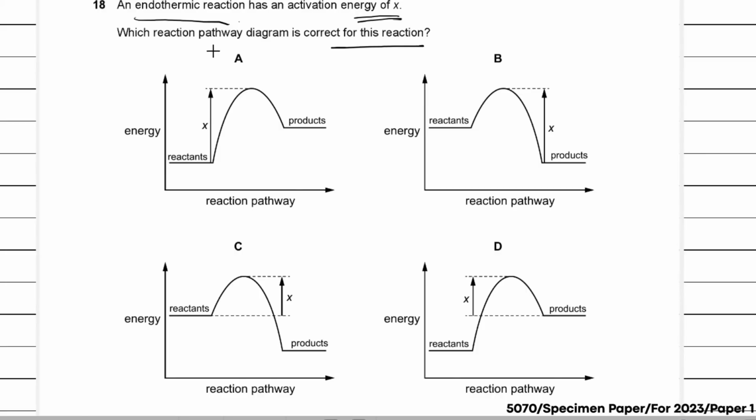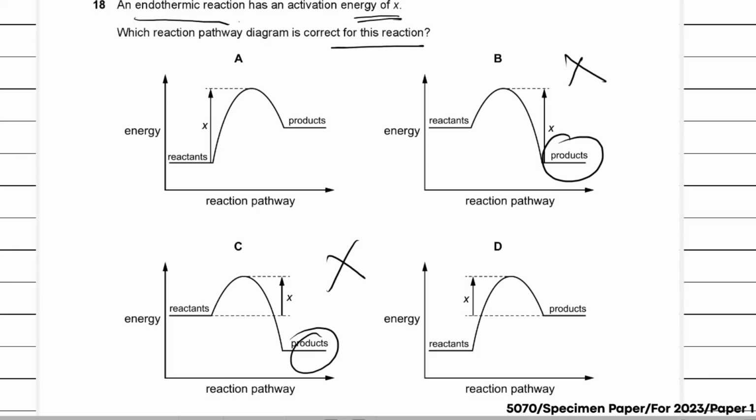When a reaction is endothermic, it gains heat from the surroundings and it has more energy compared to the reactant. So the products are going to have more energy than the reactants. So we can see products has less energy in B and C. So we can eliminate these.